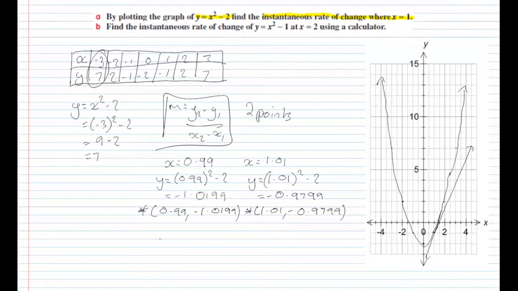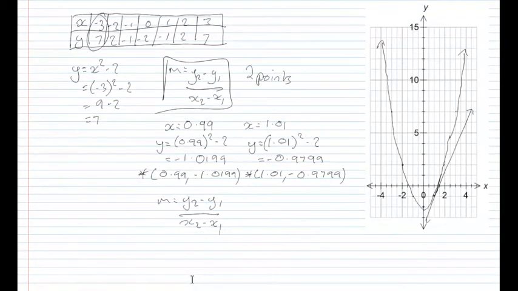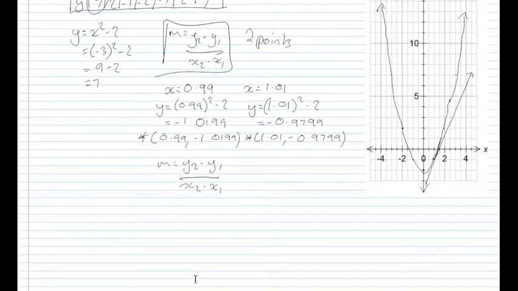Okay, so all I now need to do is substitute this point here and this point here into this equation up here. So we're going to have m is equal to y2 minus y1 over x2 minus x1. Right, just scroll down a little bit. Okay, y2 being this value here, which is equal to negative 0.9799, that's that point here, minus negative 1.0199 over x2, 1.01 minus x1, 0.99. Okay, so let's just put that into the calculator.